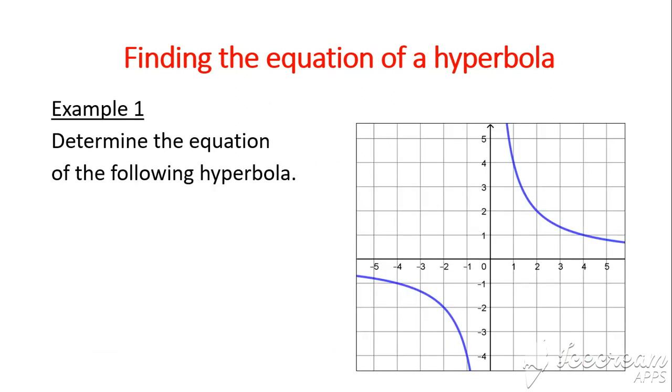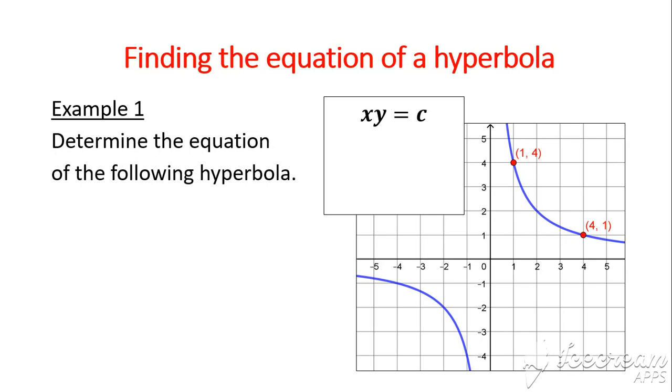All right, let's get into some examples. Here's example 1. Determine the equation of the following hyperbola. Here are some points it passes through. We don't need to use two points, we only need one. I'm going to use the point (1, 4).